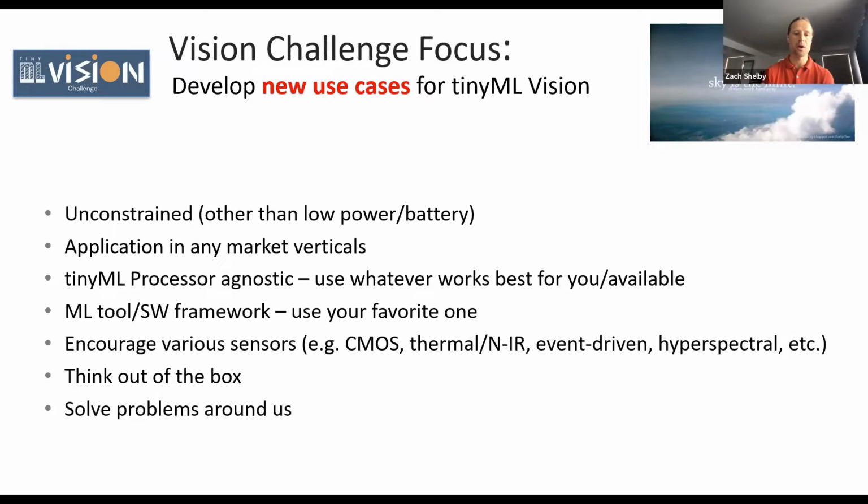This doesn't have to be just RGB CMOS sensors. You could apply thermal sensors. You could use event-driven cameras. There are other types of spectral cameras. There are even things like 3-dimensional radar with high resolution that you could use for computer vision. And think out of the box. You don't have to do what everyone else is doing. Do something that's innovative, and focus on the problem that you're solving.